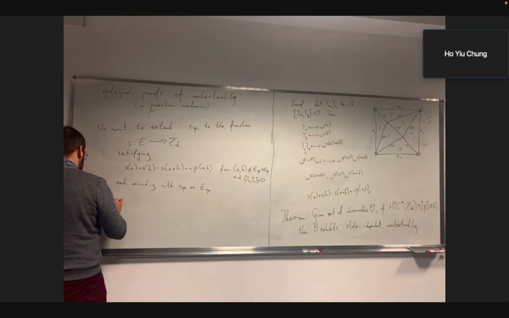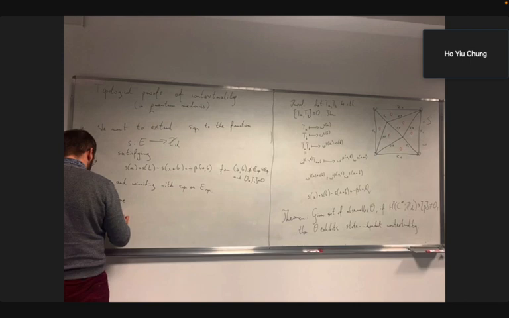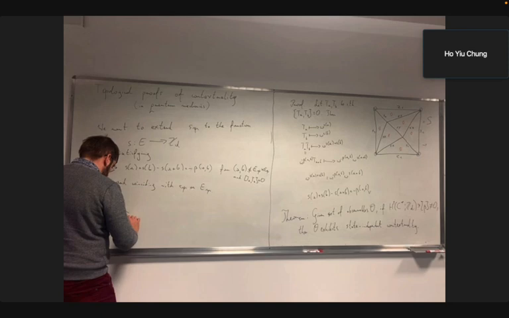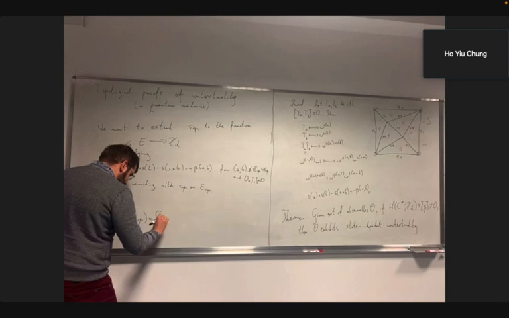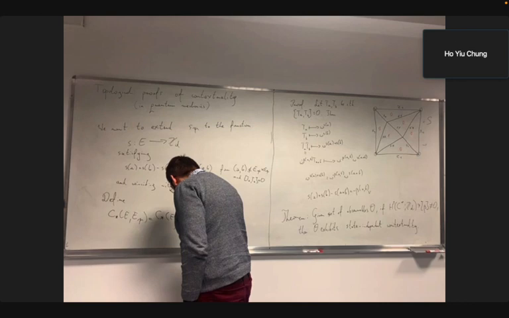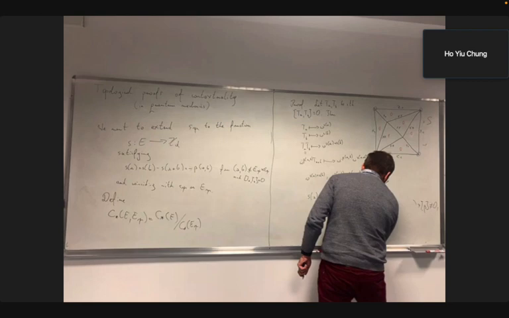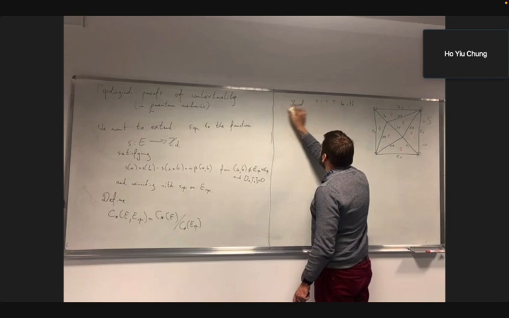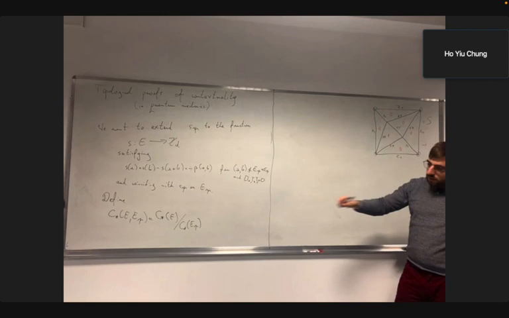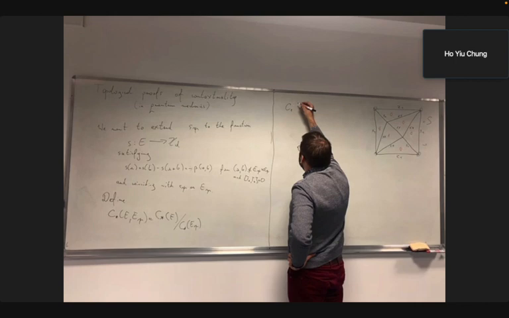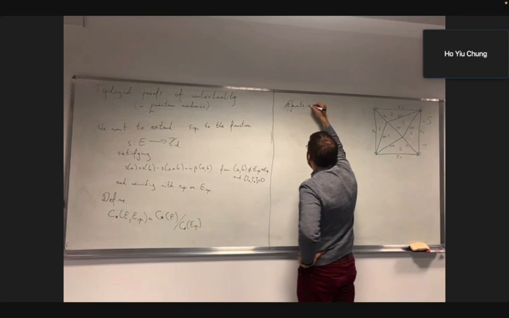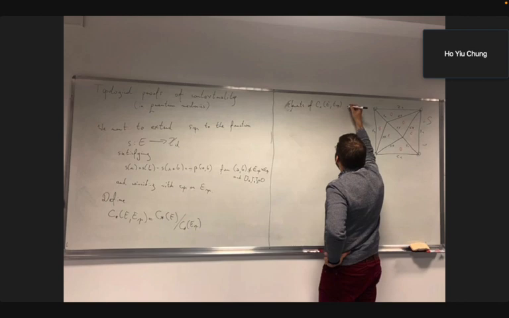So define the following complex. So C star of E psi is defined as the complex C star of E divided by its subcomplex E psi. So what it means is that from our complex, we are throwing out edges which are in E psi. So in particular, we can write elements of C1 of E psi, they are linear combinations.